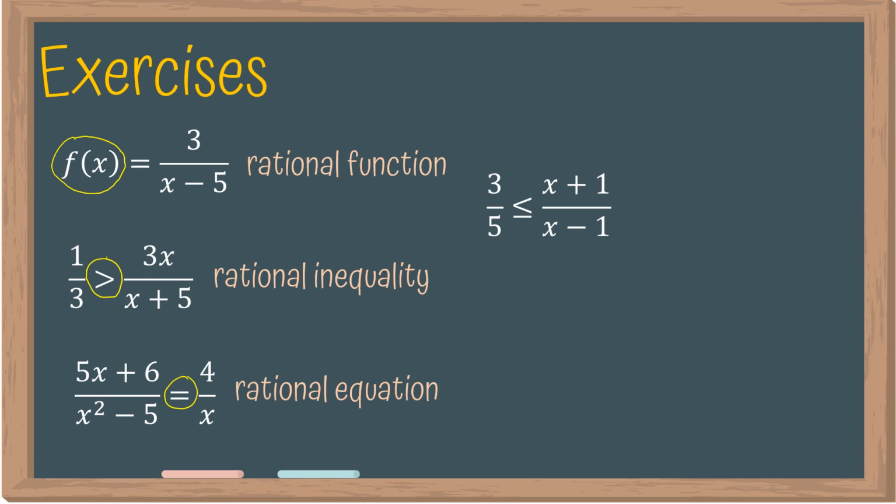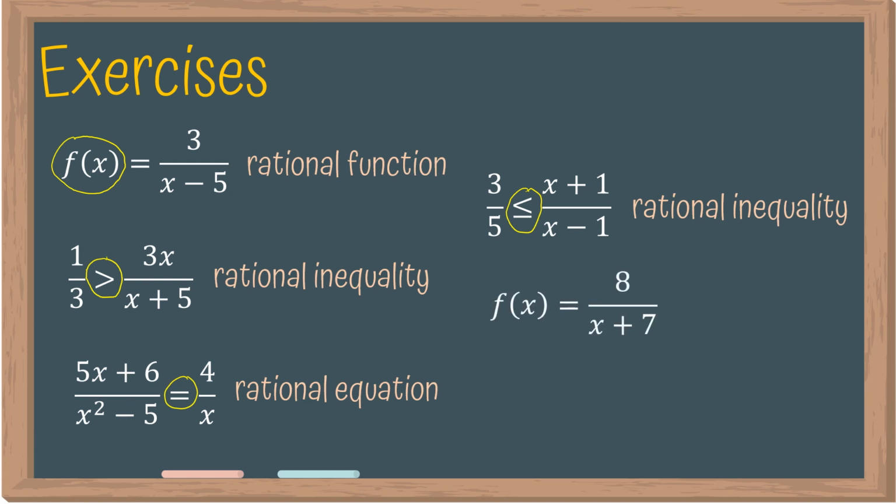Fourth, we have 3 over 5 is less than or equal to x plus 1 all over x minus 1. Using the less than or equal to symbol, we can say that this is a rational inequality. Last one, we have f of x is equal to 8 over x plus 7. So we have here f of x. So this time we have a rational function.